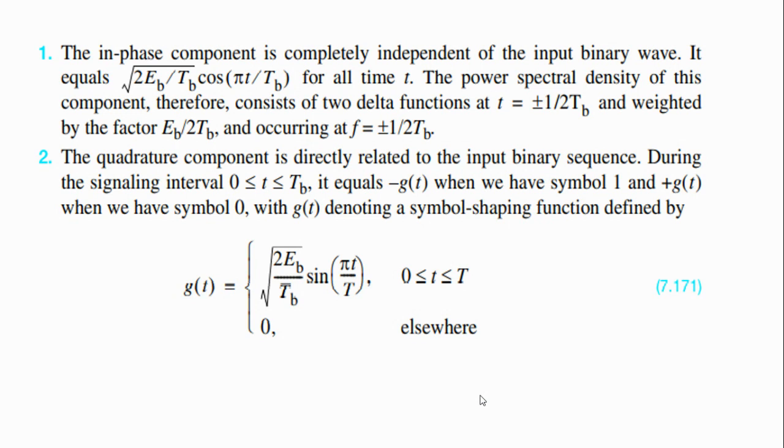Here, during the symbol 1, in the interval −Tb to Tb, it is g(t). During the symbol 1, −g(t) signal is transmitted. During the symbol 0, +g(t) signal is transmitted. g(t) is equal to √(2Eb/Tb) sin(πt/Tb). This is the g(t) signal.